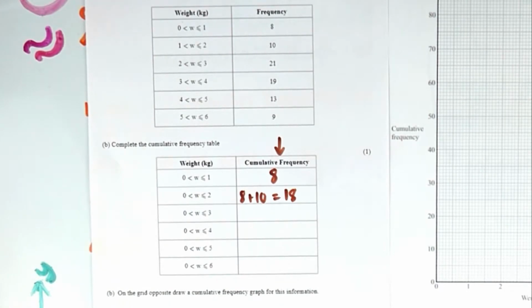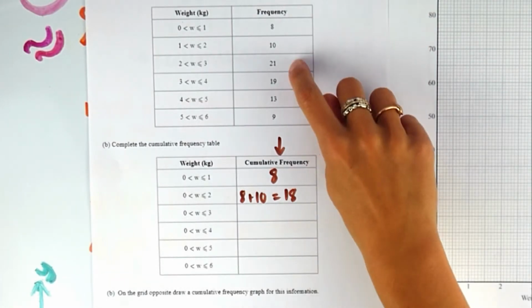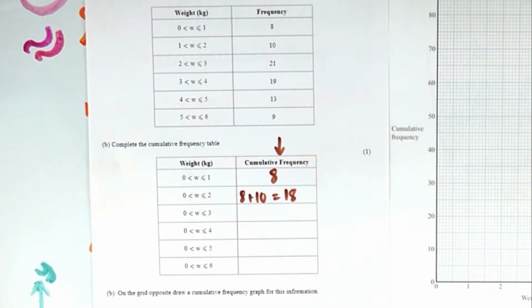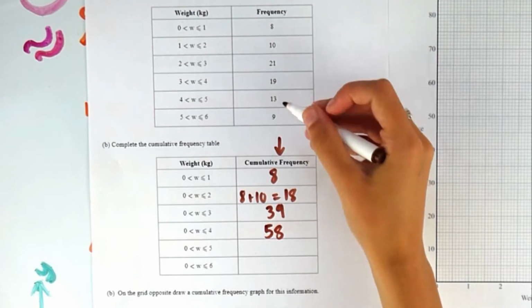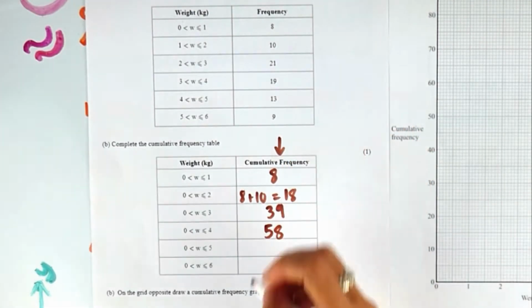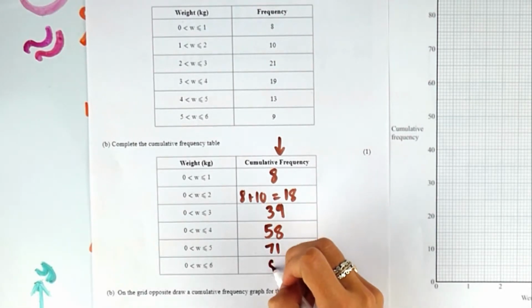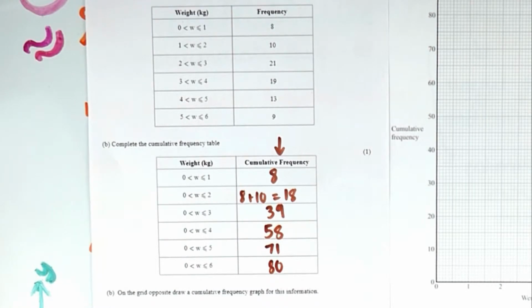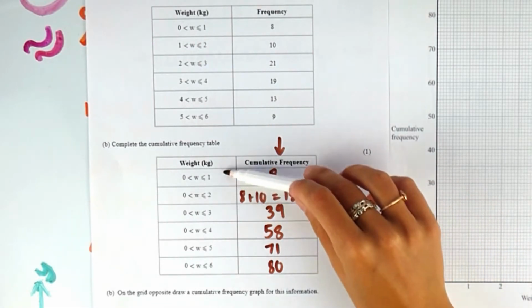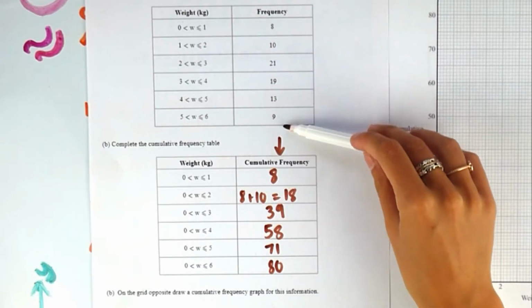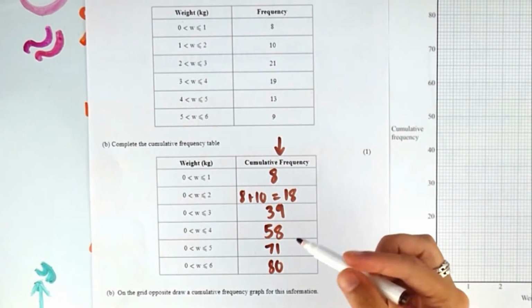For the third one down, it has 21, but you're adding that 21 to the previous, so you do 18 plus 21, and that gives you 39. Then you have 19 plus 39, because we keep accumulating, which gives 58. Then 13 plus 58 is 71, and then 9 plus the 71 already there gives you 80. The number at the bottom gives you the total number of cats that were weighed. There were 8 at that weight, 10 at that weight, and if you add all of these up, you get a total of 80.